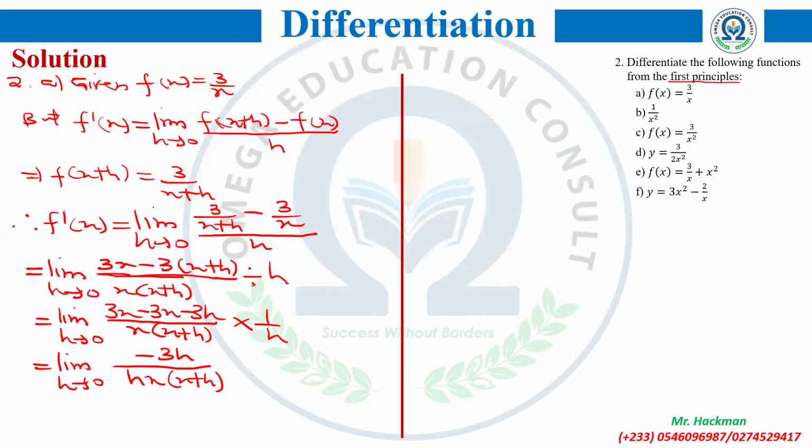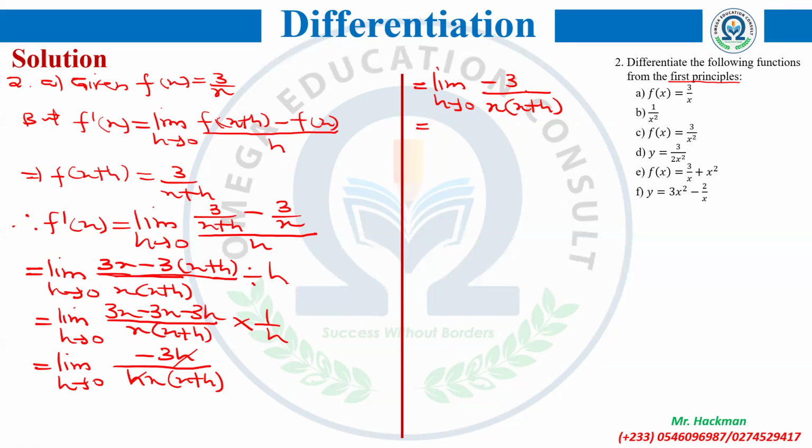Okay, so at this point, we can equally reduce that. So the h here will cancel the h. So in effect, we are going to get the limit as h approaches 0 of minus 3 over x into x plus h. Okay, so at this point, we can carry out substitution in the denominator to see whether it is allowed. If h is equal to 0, you get x into x plus 0, so it will be x into x. So the denominator will not give you 0. So we can carry out the substitution.